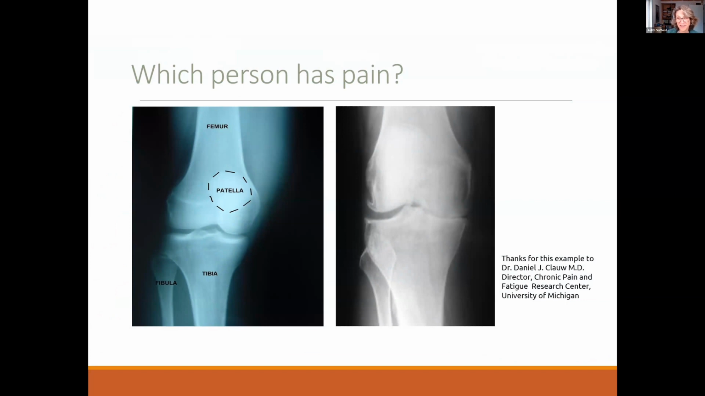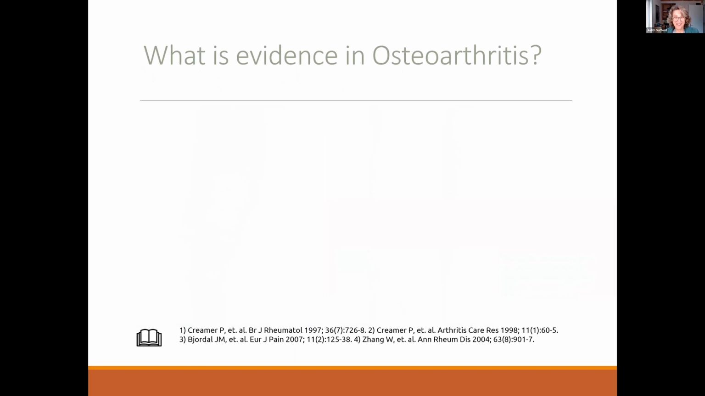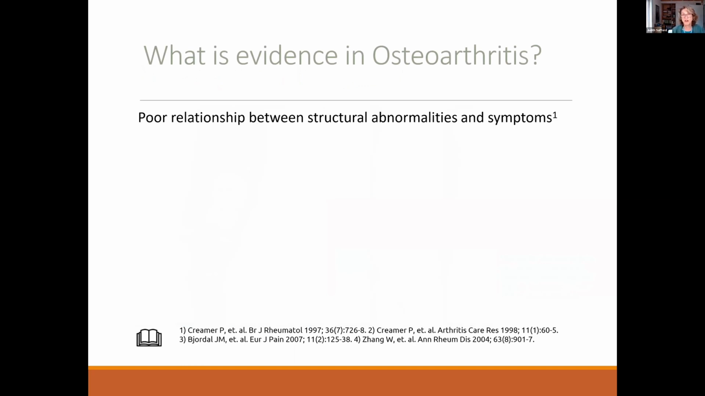Even I can see that in the other knee the bone is rubbing against the bone, and this knee has osteoarthritis, and so we assume the person on the right will have pain and the person on the left won't. But as you all know, evidence is not easy, and there is a poor relationship between those structural abnormalities and symptoms.